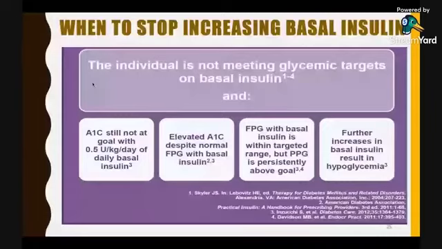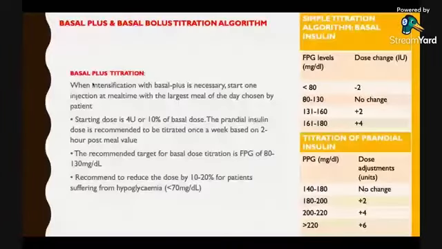Elevated HbA1c despite normal fasting with basal insulin, that is, FPG with basal insulin within target range but PP still persistently above the goal, is obviously an indication. Also, further increase in basal insulin results in hypoglycemia, especially nocturnal or morning fasting hypoglycemia. These are the areas where we need to decide that there is probably a need for prandial insulin.